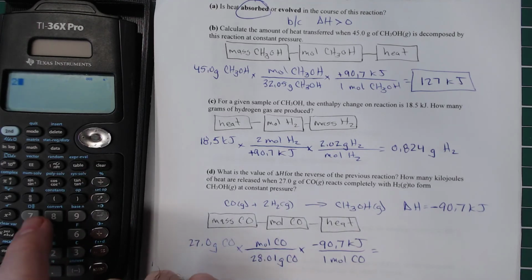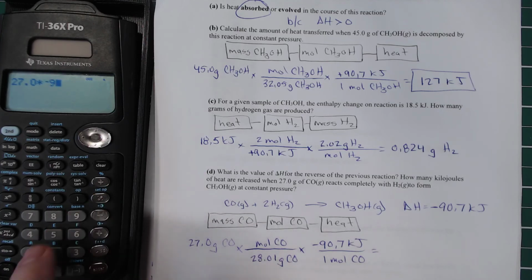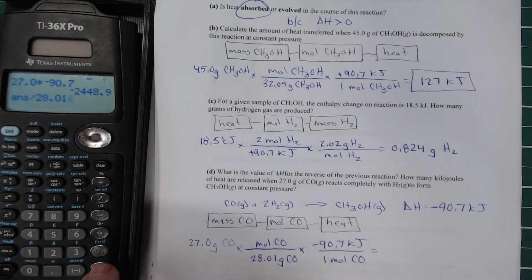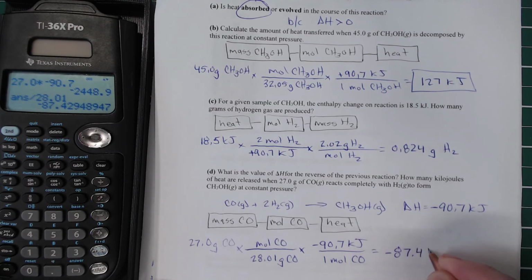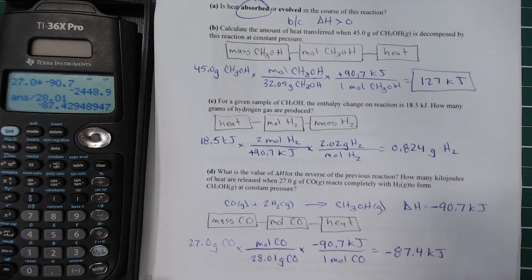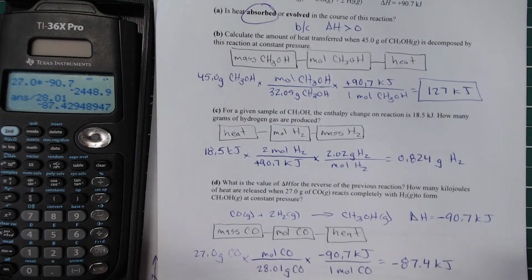So we'll clear all that. We'll do 27.0 times negative 90.7. And then we're going to divide that by 28.01. And you'll see the number that we get there is negative 87.4 kilojoules. So negative 87.4 kilojoules. All right, so that's number 38. We also want to do number 43 and 45.